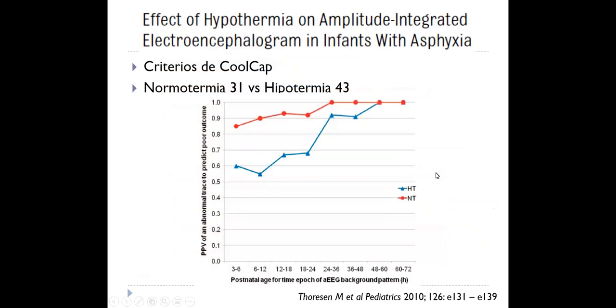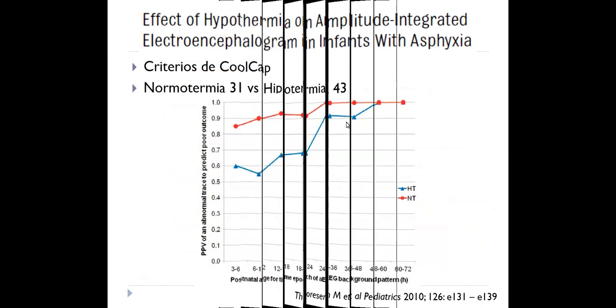In our hospital, we reproduce this protocol of Sorensen that was published in Pediatrics in 2010. Effect of hypothermia on amplitude integrated electroencephalogram in infants with asphyxia, with criteria of cool cap and normothermia 31 versus hypothermia 43. And what is the result?